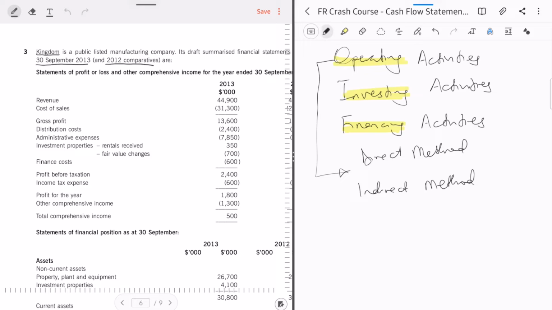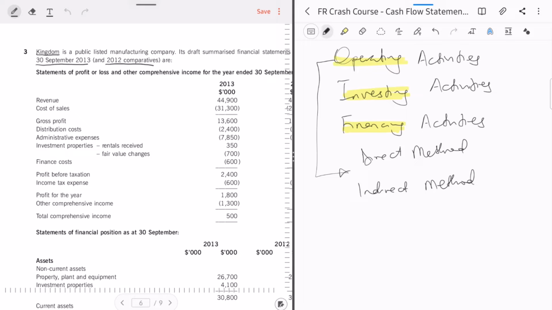So take note, the only difference between the direct method and the indirect method is under the operating activity section. The investing activities and financing activities are both the same, but under operating activities, they will differ.